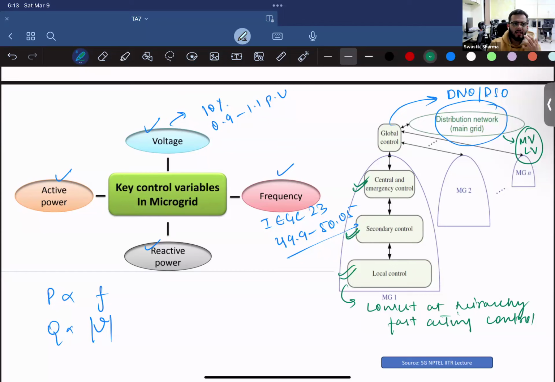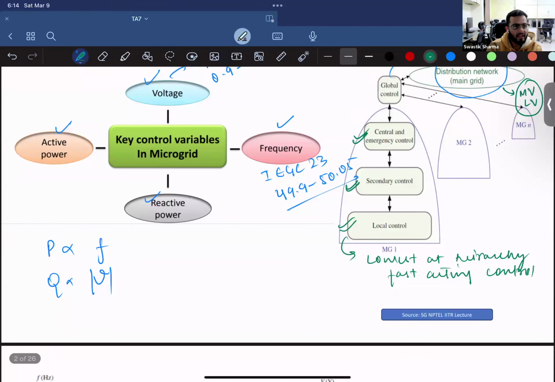If your control algorithm is not fast enough, if your controllers are not fast enough, then what's the fun of having them in the first place, right? So being at the lowest of the hierarchy, as the hierarchy goes down, the fastness of the controllers increases. So local control is fastest, then comes secondary control, and then comes central control. We'll go through each control one by one. So these are fast acting controls, and these are mainly in the hardware of the DG.